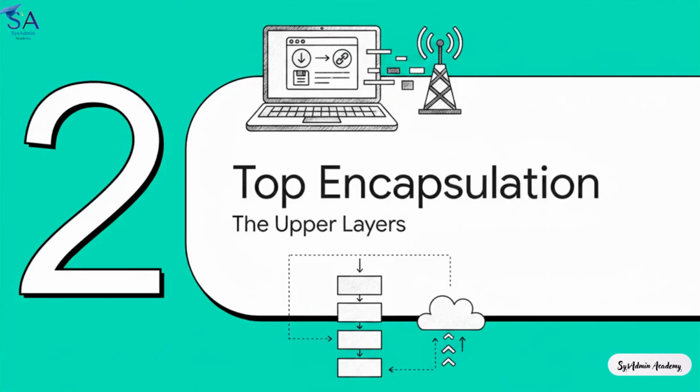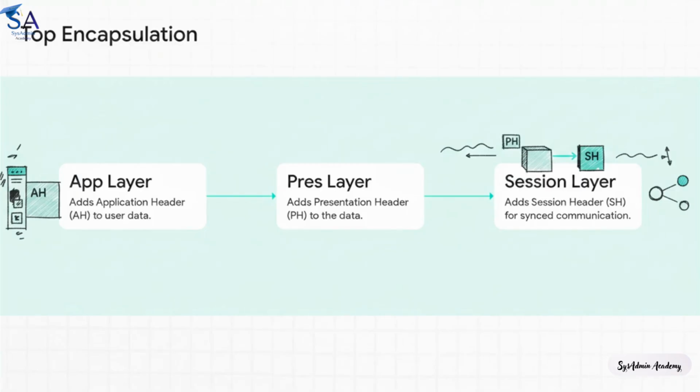Section 2, the top layers and encapsulation. We're starting at the very top of our assembly line here, where a user is actively working on an application and actually makes the decision to save or send data across the network. So here's how the encapsulation process works step by step at these top layers. Think of it kind of like nesting dolls.